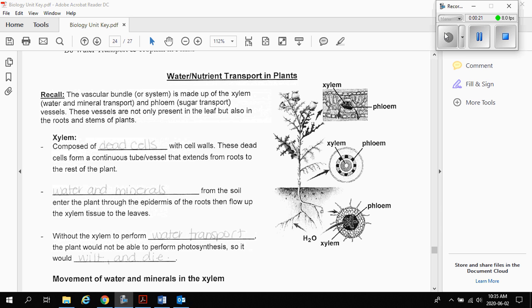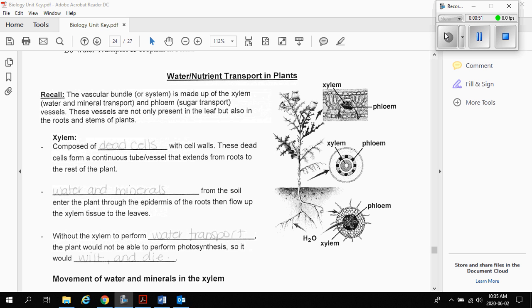So it says there, recall. So the vascular bundle, we haven't really talked too much about it other than when we were labeling the diagram. So the vascular bundle is made up of xylem and phloem. And we talked a little bit about the fact that xylem is transporting things from the root upwards, so water and minerals, and the phloem is kind of transporting things from the leaves to the rest of the plant. So the vessels are not only present in the leaf, but also in the roots and stems of the plant.